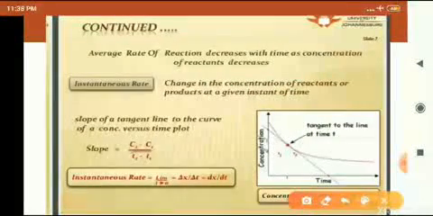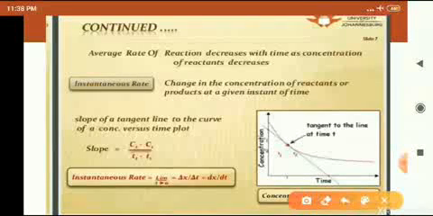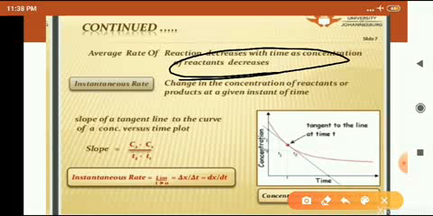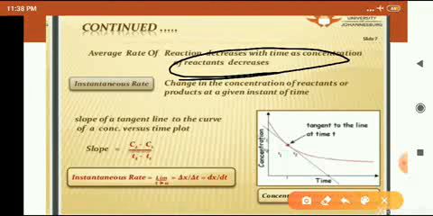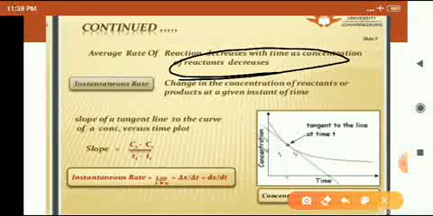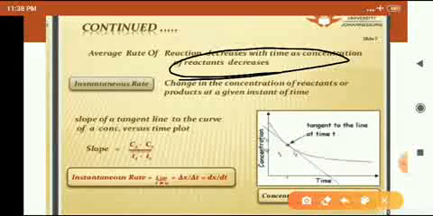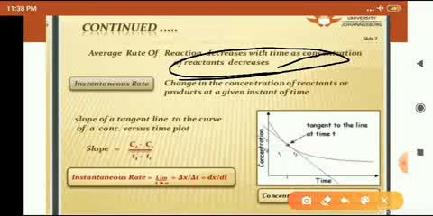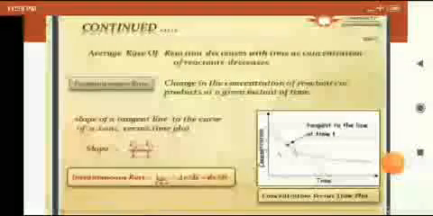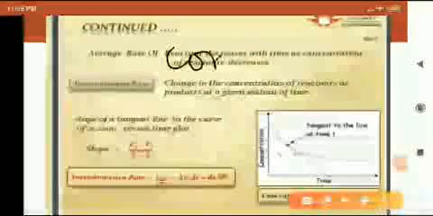Since the average rate of the reaction decreases with the concentration of reactant with time, as the concentration decreases, this average rate of the reaction also decreases. We can say that from the law of mass action, the rate of the reaction is directly proportional to the average concentration of the reactant. Since the concentration of the reactant decreases with the time, the rate of the reaction does not remain constant throughout.